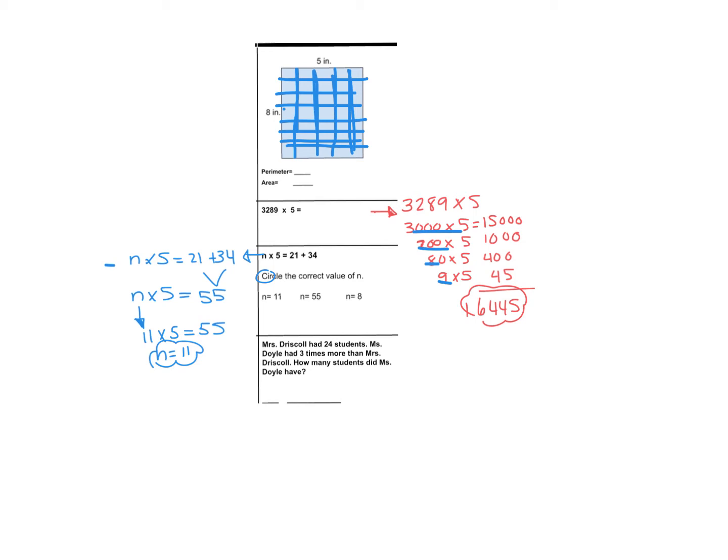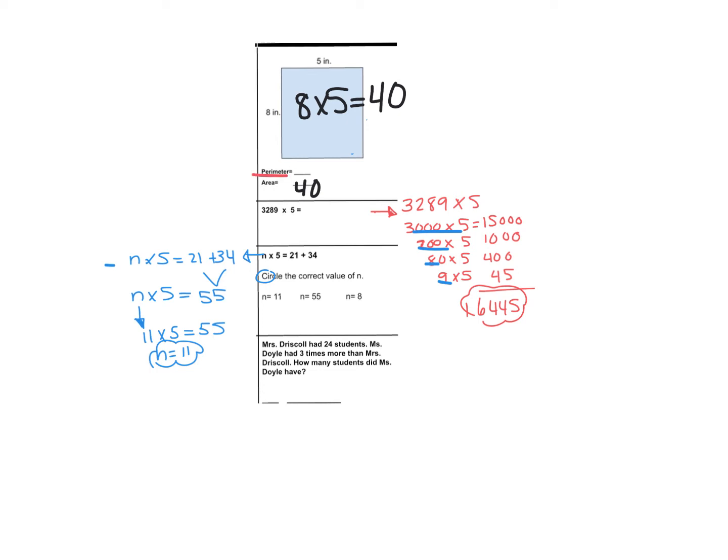If you already saw that connection between the multiplication and the area, and you're seeing, oh yeah, I can just multiply this length and width, and 8 times 5, I know that's 40, so my area is 40.